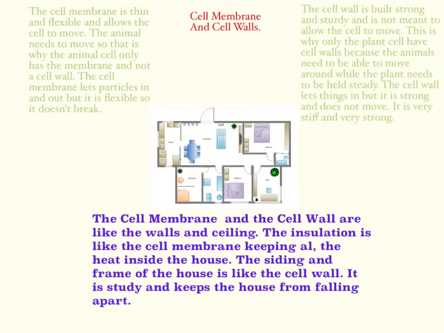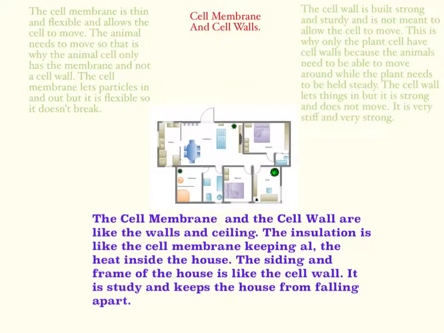The structure of a cell wall and cell membrane. The cell membrane is thin and flexible and allows the cell to move. The animal needs to move, so that is why the animal cell only has the cell membrane and not the cell wall. The cell wall is built strong and sturdy and is not meant to allow the cell to move. This is why only the plant cells have cell walls, because the animals need to be able to move around, while the plant cell needs to be held steady.